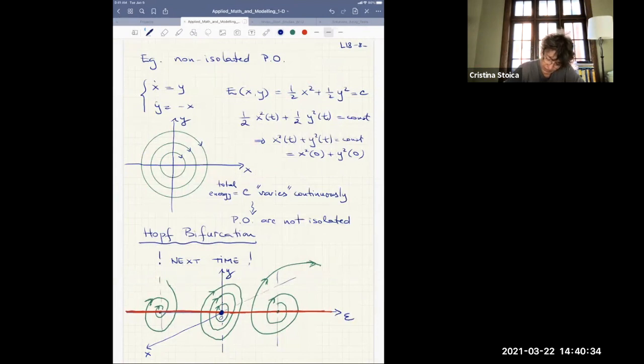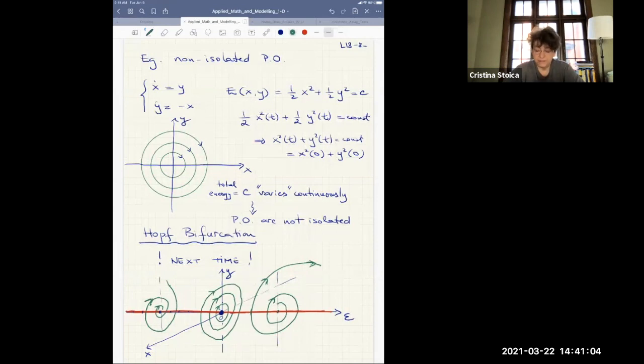We have up to here, for epsilon negative, any point on this red axis is an equilibrium that is a stable spiral. At epsilon equals 0 it is a center, and a switch point from a stable spiral to an unstable spiral. So this is a typical Hopf bifurcation.